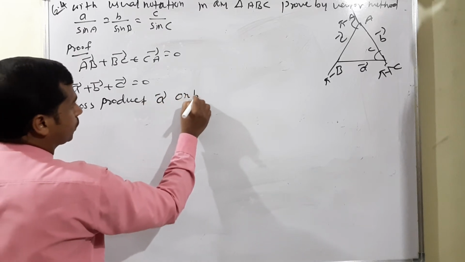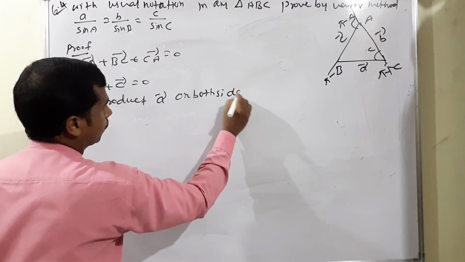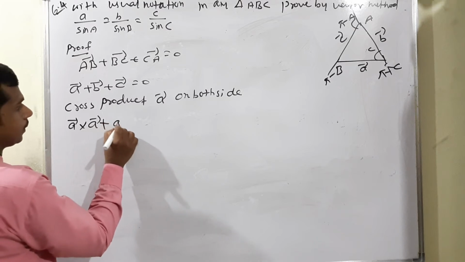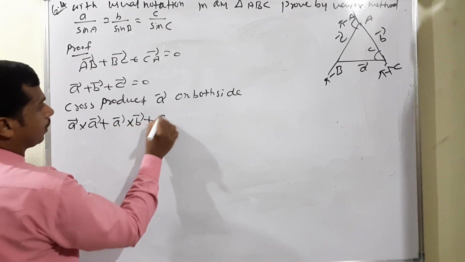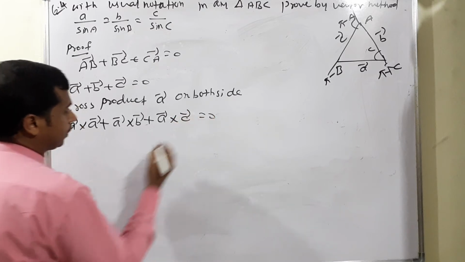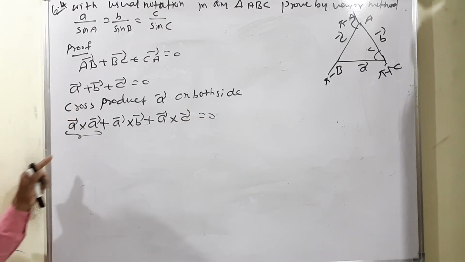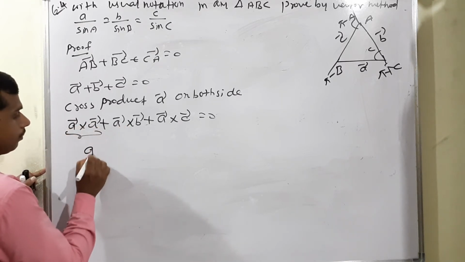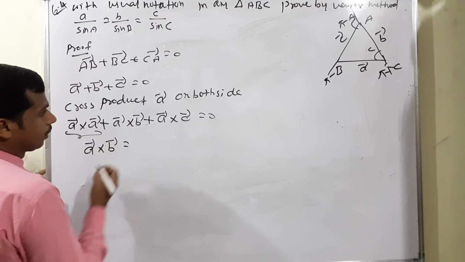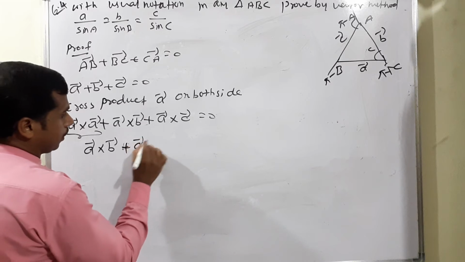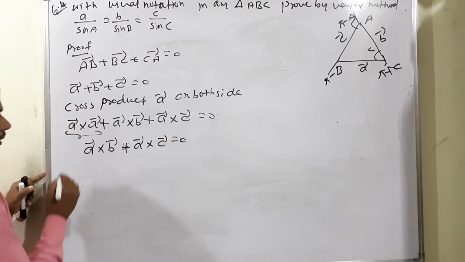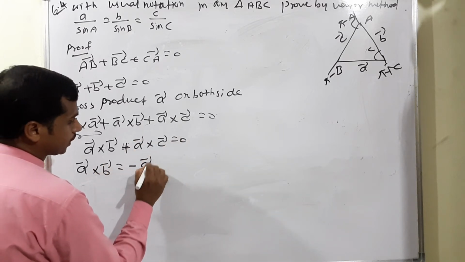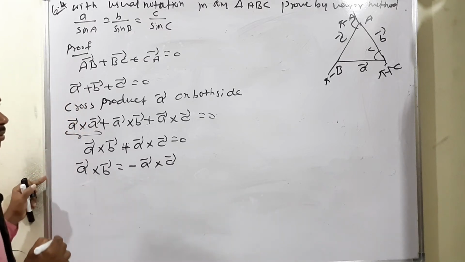Take a vector cross product on both sides. What will happen? a vector cross a vector plus a vector cross b vector plus a vector cross c vector is equal to 0. Already we have discussed in the basic concepts that cross product of like vectors has value 0. Therefore, we neglect that term, and a vector cross b vector plus a vector cross c vector is equal to 0. Therefore, a vector cross b vector is equal to, bringing the term to the opposite side, minus a vector cross c vector.